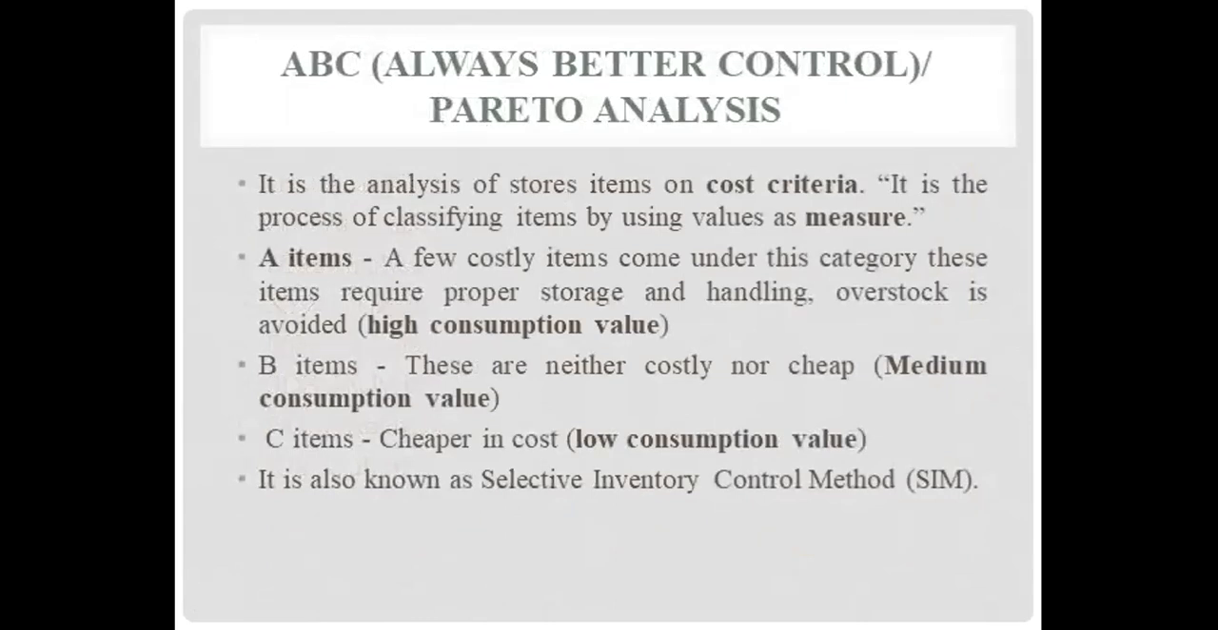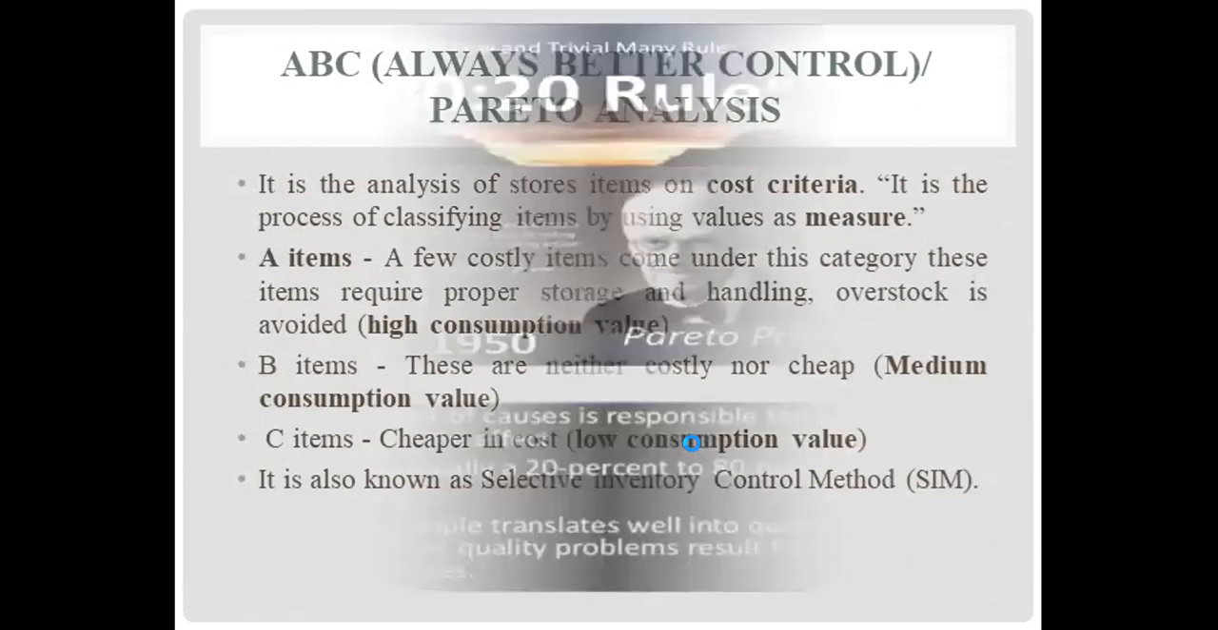One is the ABC technique, which is also known as Always Better Control or Pareto analysis. This analysis of store items is based on cost criteria. It is a process of classifying items by using values as measures. In this, the items are divided into three categories. A category is usually costly items, which come under this category, require proper storage and handling, and overstock is avoided, and it has high consumption value. B items are neither costly nor cheap, medium items with medium consumption value. C items are cheaper in cost and have lower consumption value. It is also known as selective inventory control.